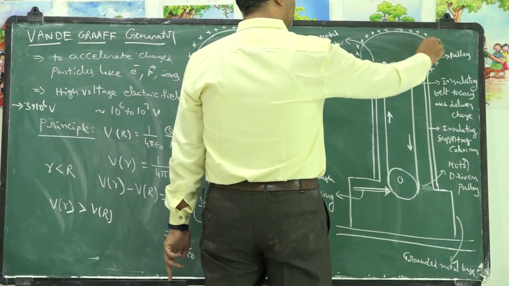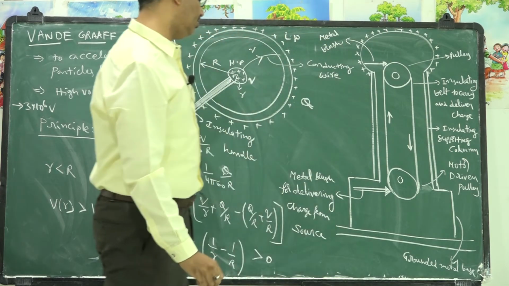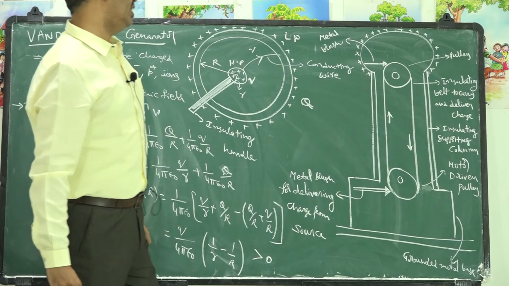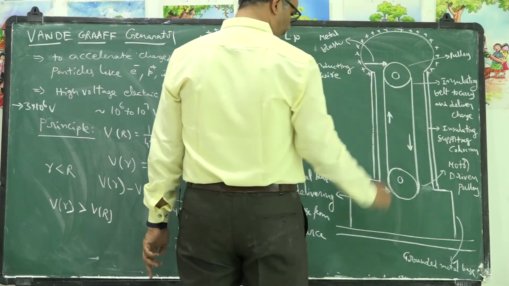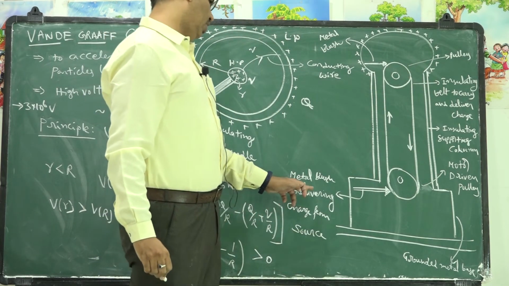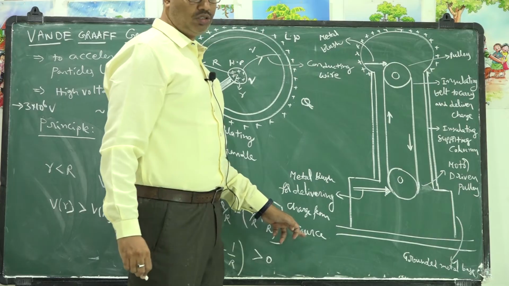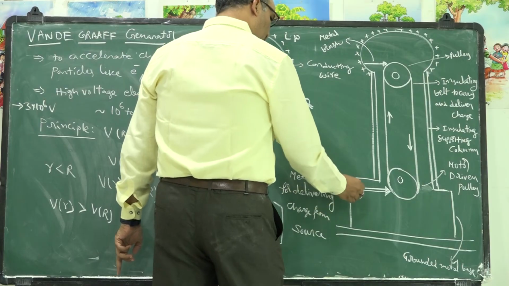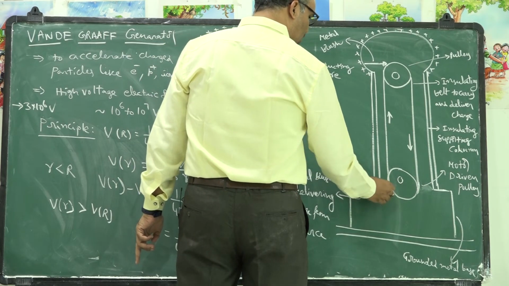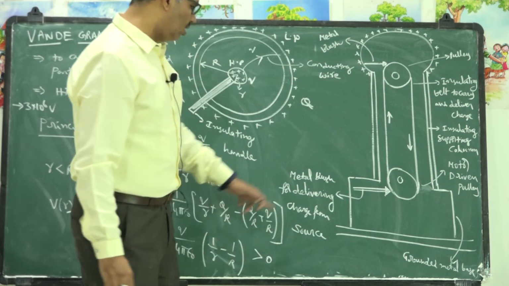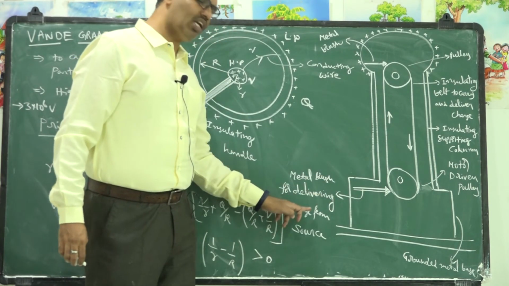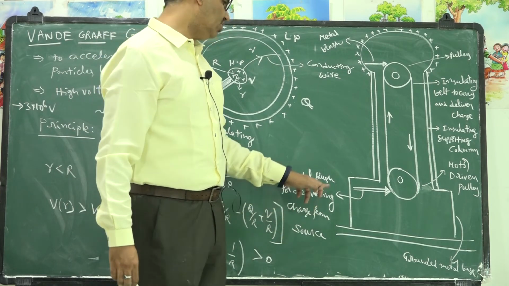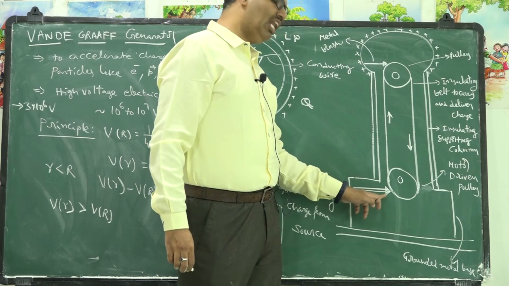Here we have a shell like arrangement over which we are going to generate the high voltage electric field. In order to generate the high voltage electric field here, we are taking some source. Source means a high voltage battery, a high tension battery, we are taking. From that high tension battery, charge is getting transferred through this metal brush. This metal brush is delivering the charge from the source.